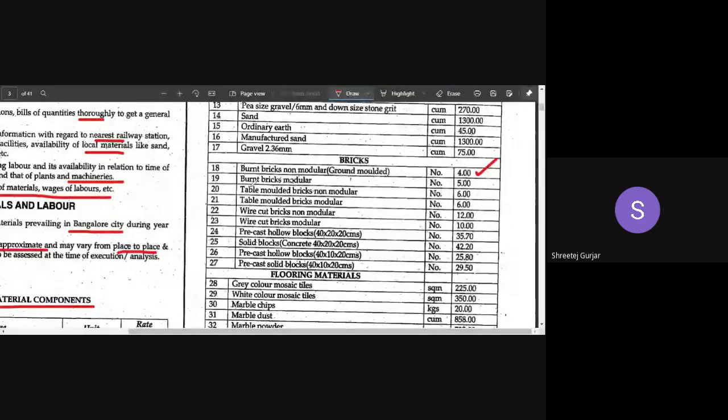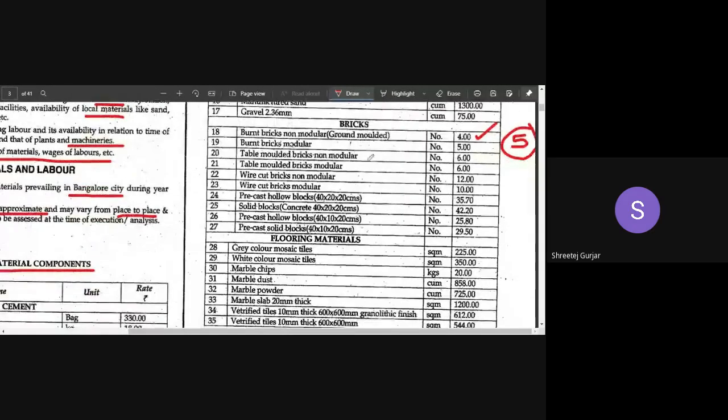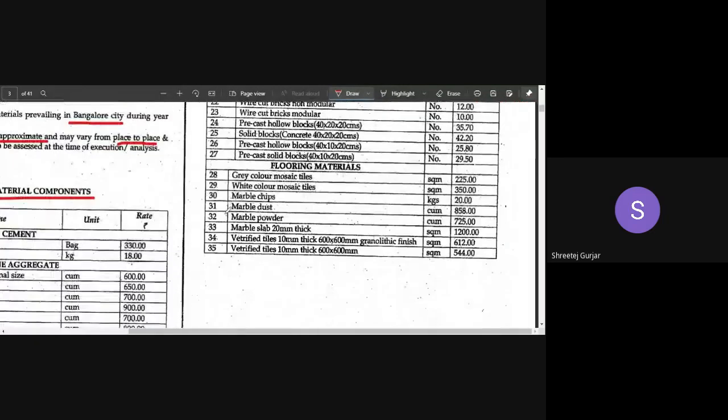You can see burnt bricks; the current rate is 5 rupees. You usually order bricks in numbers, 25,000, 20,000, or 15,000 bricks. Then various kinds of bricks are available, such as table molded bricks and wire cut bricks. Regarding flooring material, we have various tiles available, and we have marble.